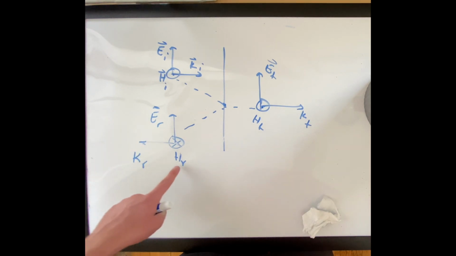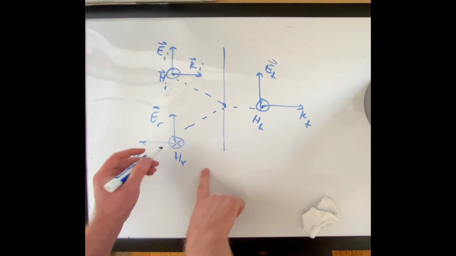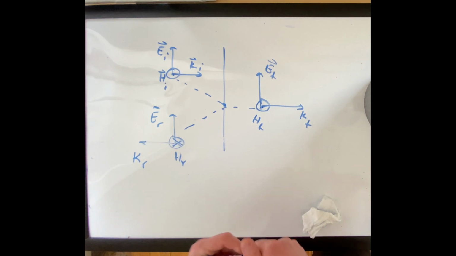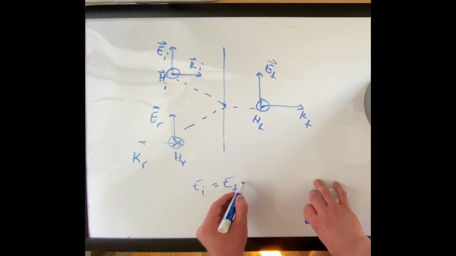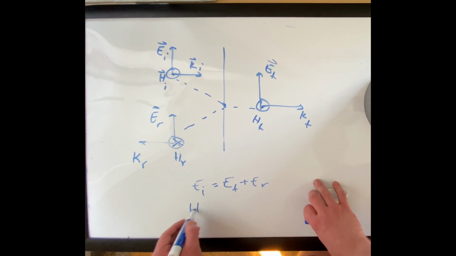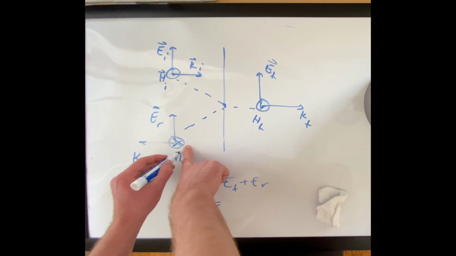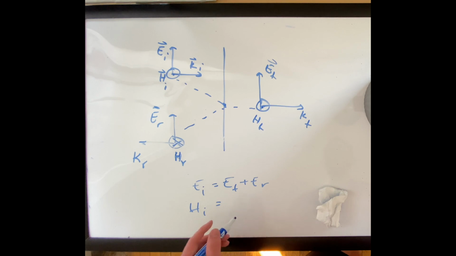It's also true that if you add these two H's together, you get this, but it's a little bit different because this is actually going in the opposite direction. I'll talk about that in a minute. So E_I is going to, of course, be equal to E transmitted plus E reflected. And H incident is going to be equal to the same thing, but because this is in the opposite direction, and we'll talk about why in just a second, H_I is equal to H transmitted minus H reflected, okay?